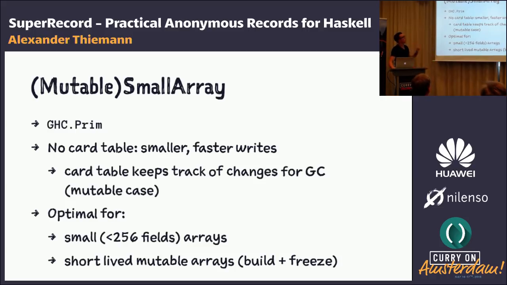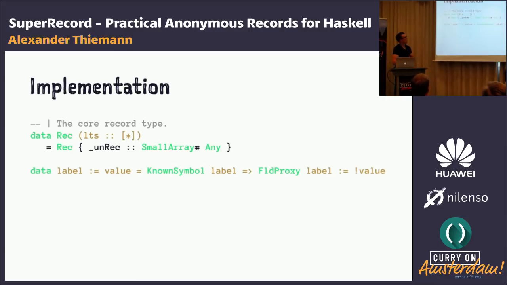Cool, so now we've decided, okay, we're going to pack all our values into a small array. So how does that look? Well, we're going to define this record type here, which, as we already know, will track on the type level a list of these pairs, which key maps to which value. And underlying that, we'll have the small array, and the small array holds values of type Any. Any. Okay, we'll get to that.